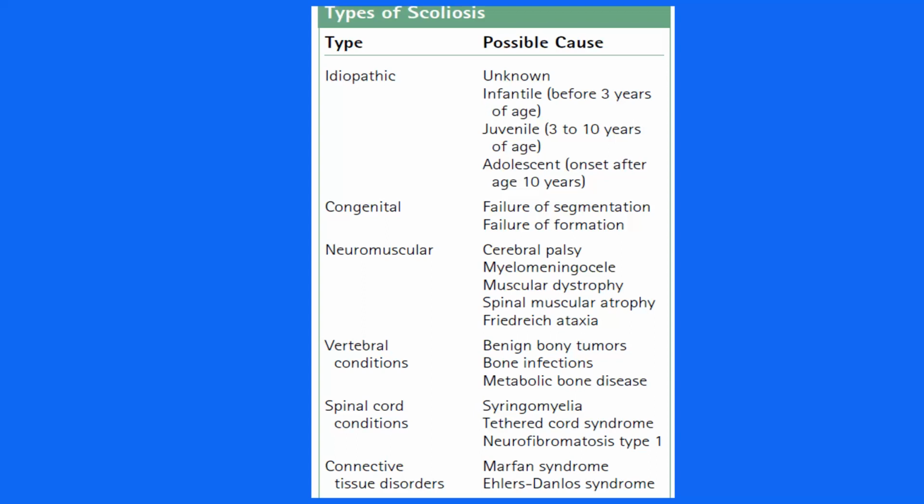Spinal cord conditions like syringomyelia, tethered cord syndrome, neurofibromatosis. We know that neurofibromatosis is associated with a very rigid curve. It has two curves, short curves and a long curve, but they're rigid, and it's associated with cafe au lait spots and neurofibromas. Connective tissue disorders are like Marfan syndrome and Ehlers-Danlos syndrome.